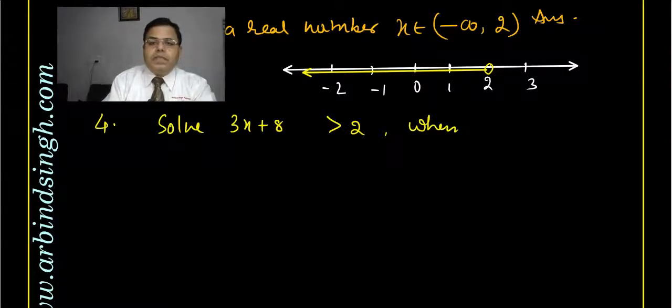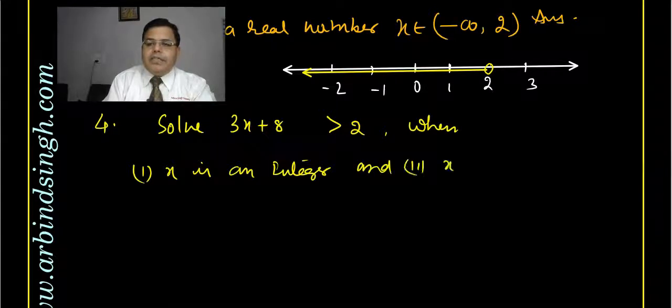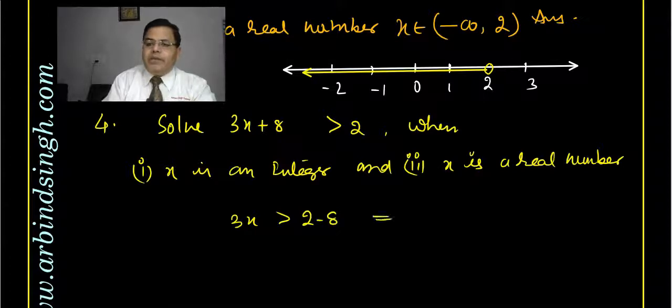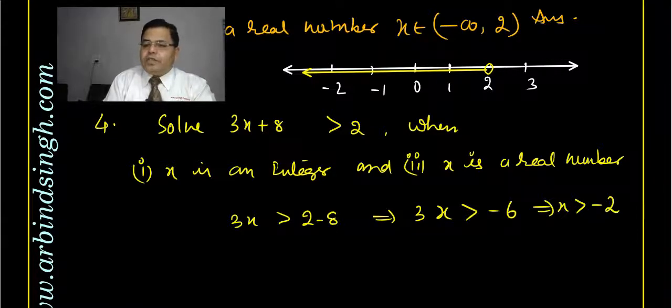The question is solved for two cases: first, x is an integer, and second, x is a real number. We can write 3x is greater than 2 minus 8. The 8 comes to this side and becomes negative. So 3x is greater than minus 6, and x is greater than minus 2. Dividing by 3, which is a positive number, the sign of inequality will not change.